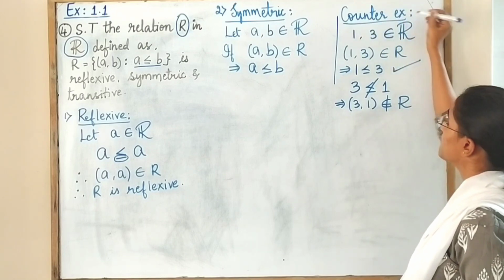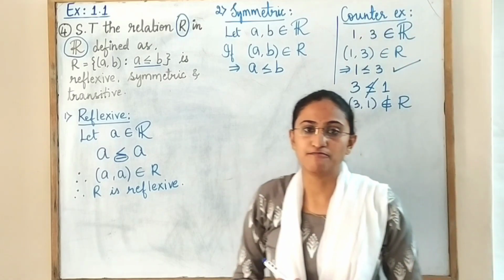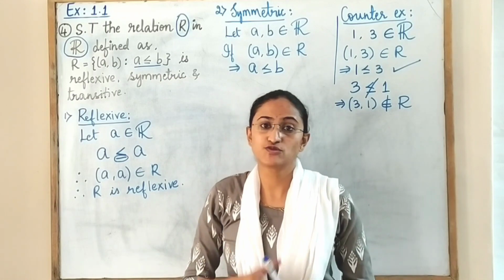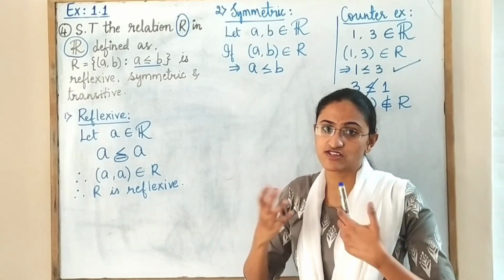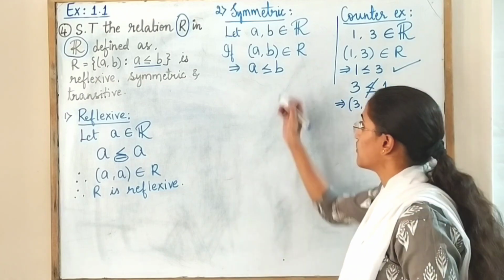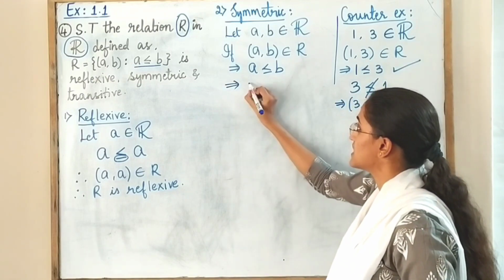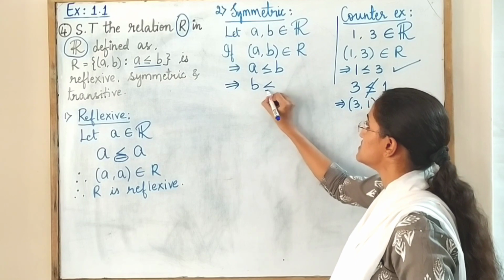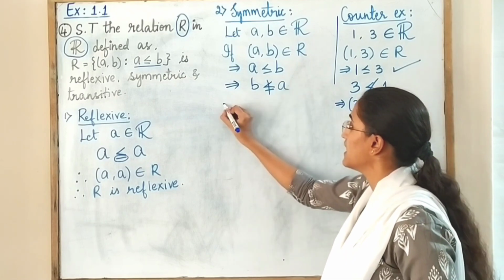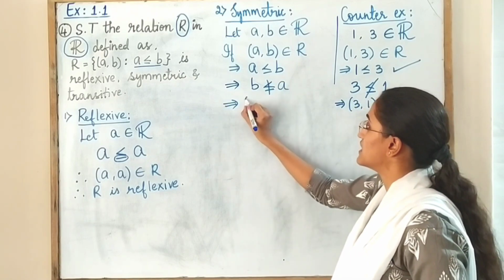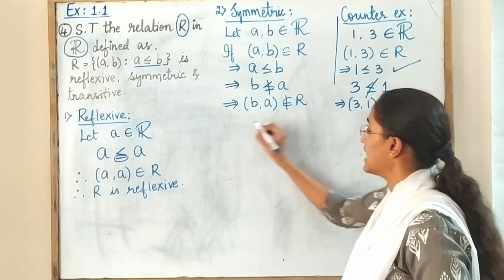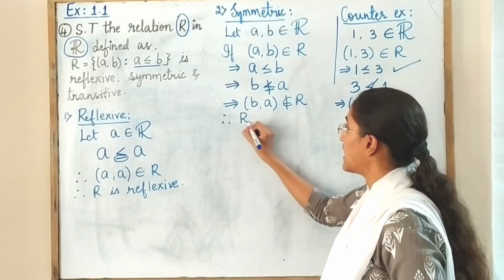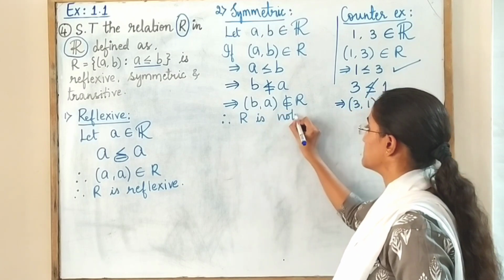If I am giving one single counter example, it is enough for us to disprove that the relation is symmetric. Now, therefore, you can conclude that B is not less than or equal to A, and hence you can conclude B comma A is not in the relation R, and hence R is not a symmetric relation.